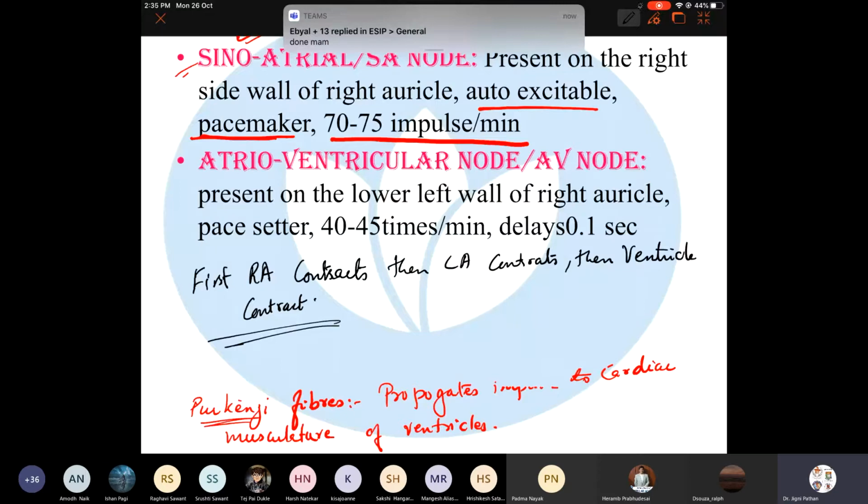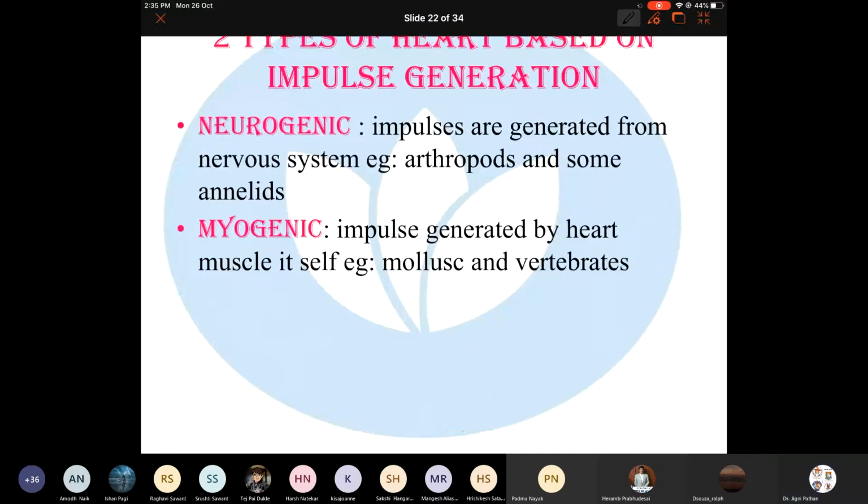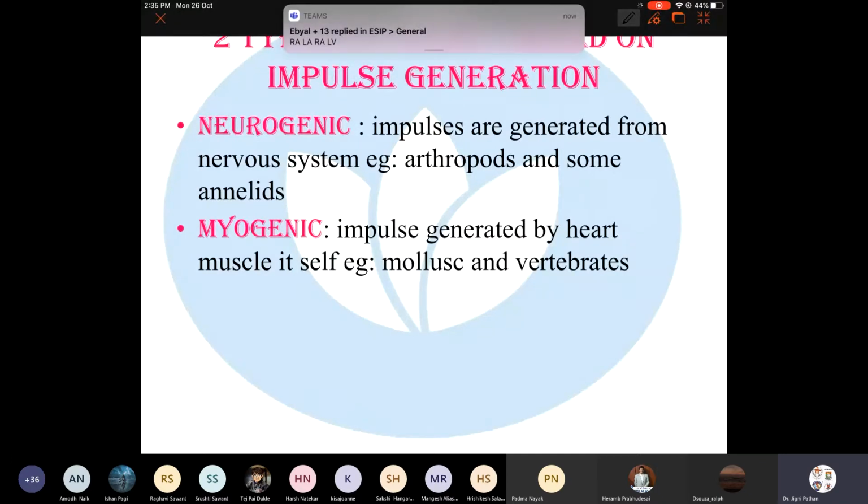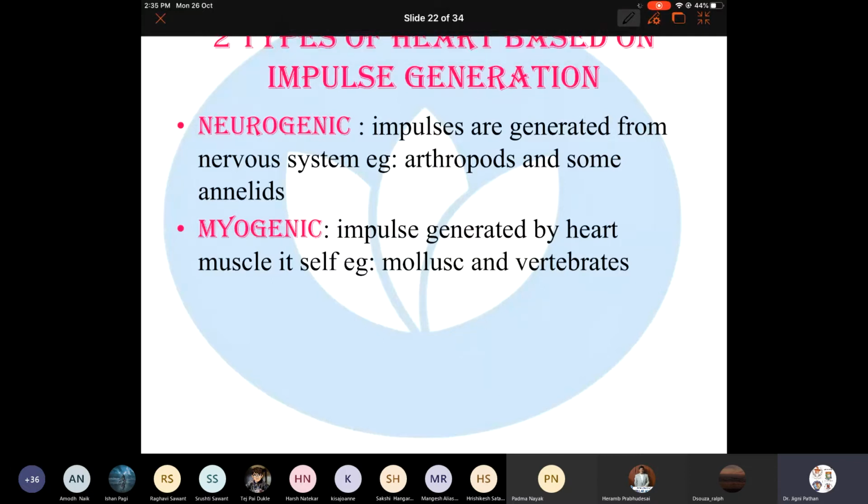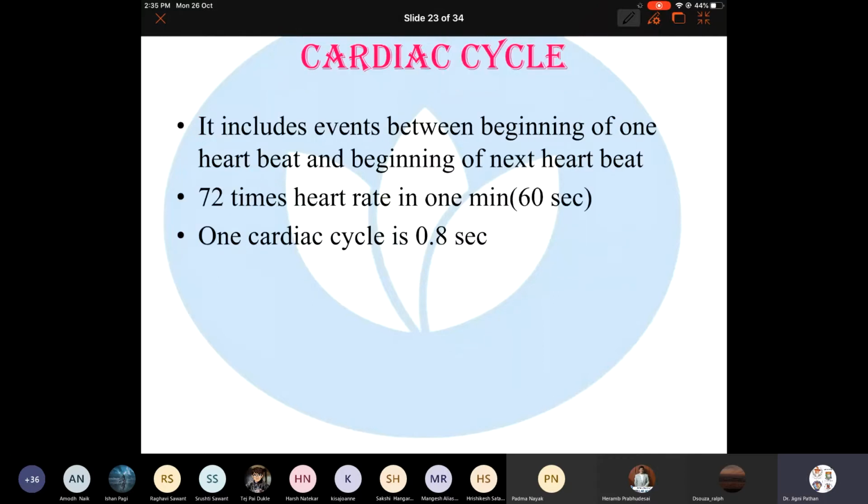Done. Okay. Next. Okay. So we have discussed the neurogenic and myogenic heart. Give me a minute. Next is heartbeat. What do you understand by heartbeat?